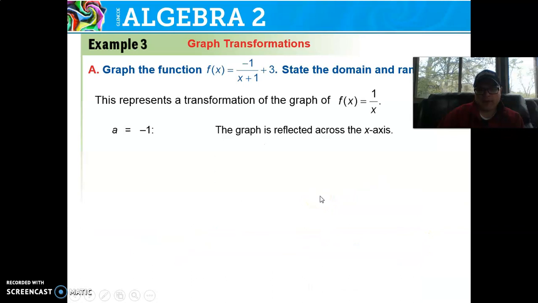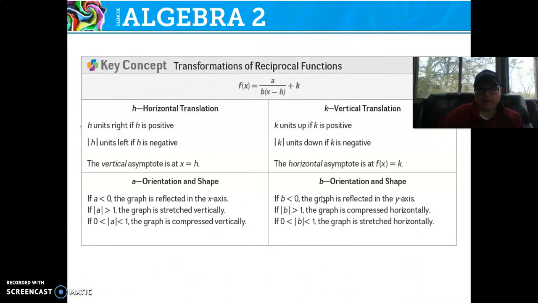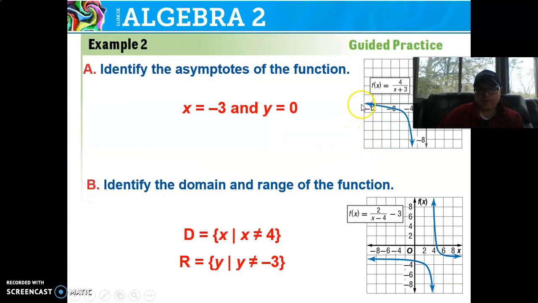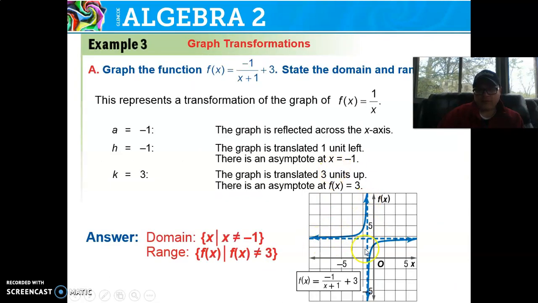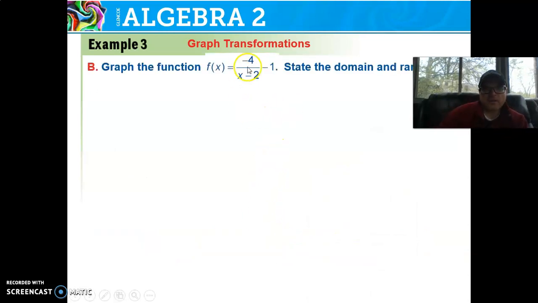If we go back here for a second, if you'll notice the regular shape of a hyperbola has the part down here and then the part up here, and then whenever it's reflected, it's kind of flipped there. So try to pay attention to that. So here's another one that's been reflected.